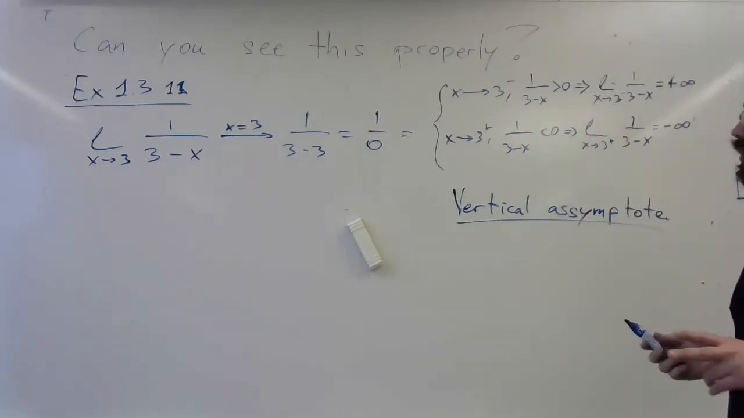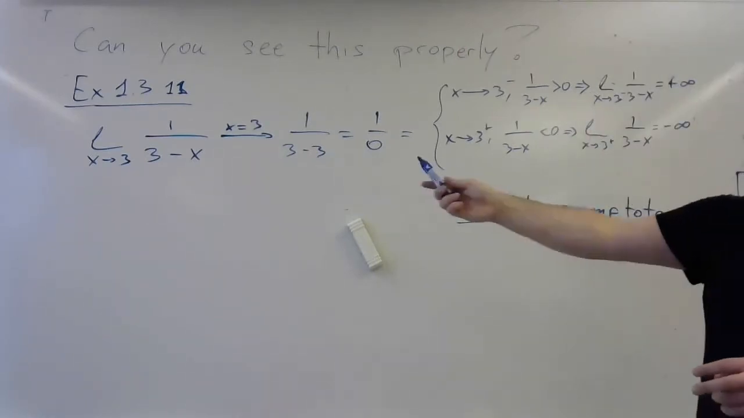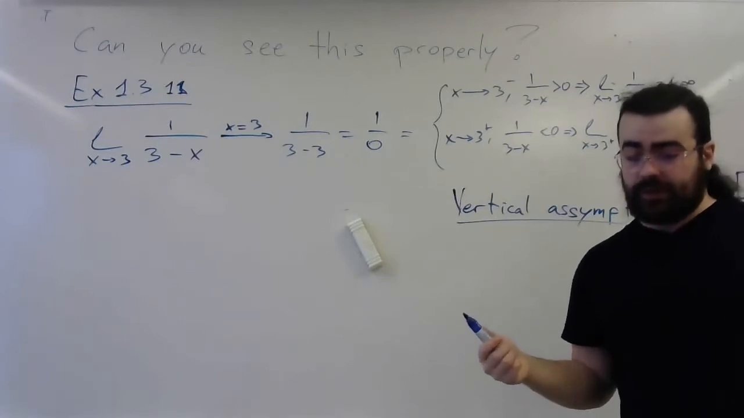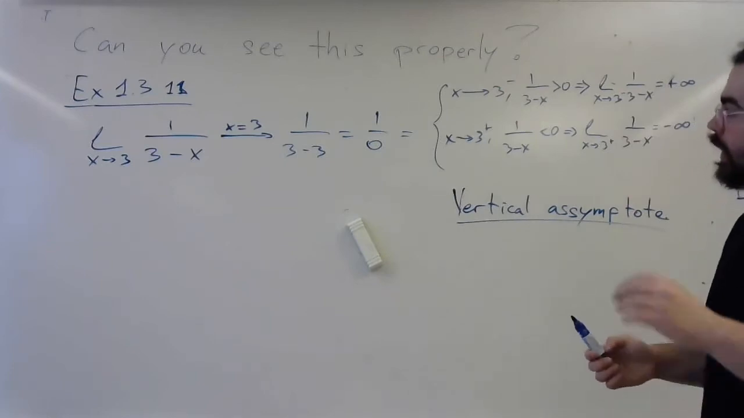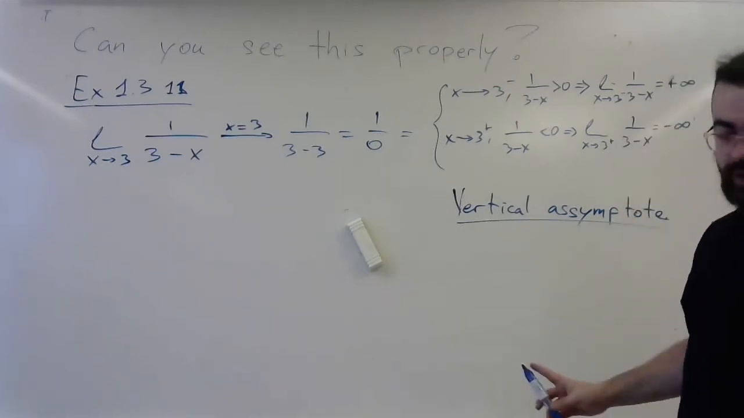So we have two conclusions from this. The first one is that the limit as is written there doesn't exist. Because if you approach from one side, you get a result. If you approach from the other side, you get another result. However, what it's telling us is that we have what is called a vertical asymptote.